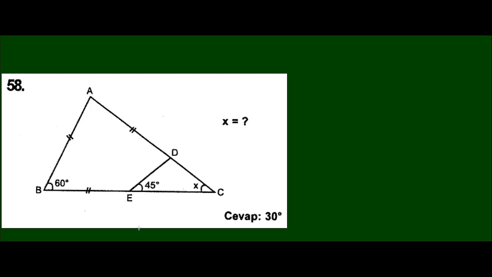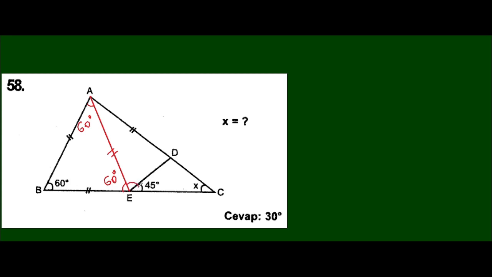Here, what to do? Let me draw the line, this line. If we draw this, we can see that these angles will be each 60 degrees because these sides, AB and BE, are equal. So this triangle will be equilateral. So this side will be also equal.